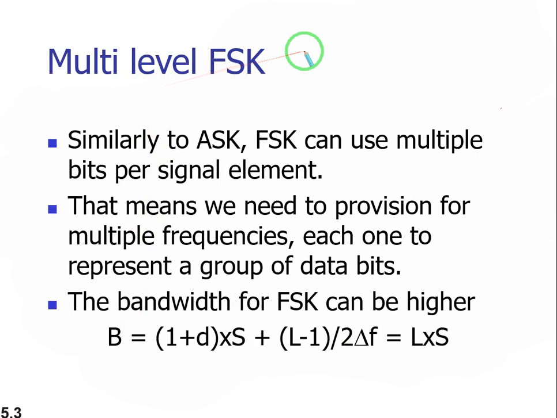So multi-level FSK, or we can say MFSK. Similarly to ASK, FSK can be used with multiple bits per signal element. Just a number of bits can be used for a single signal element. That means we need to provision multiple frequencies, each one to represent a group of data bits. So the bandwidth for FSK can be higher. This is the formula for the bandwidth of FSK, you can see it here.